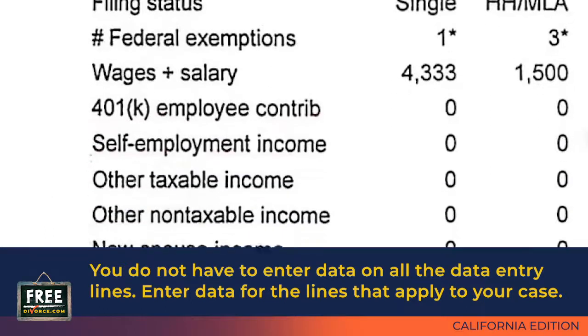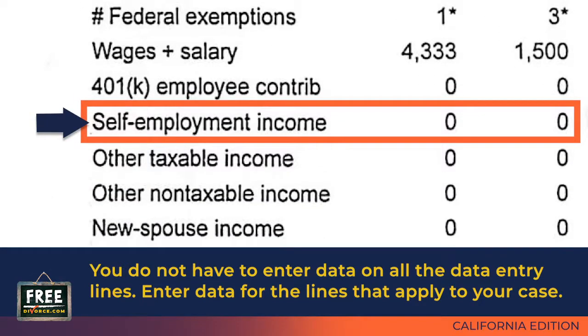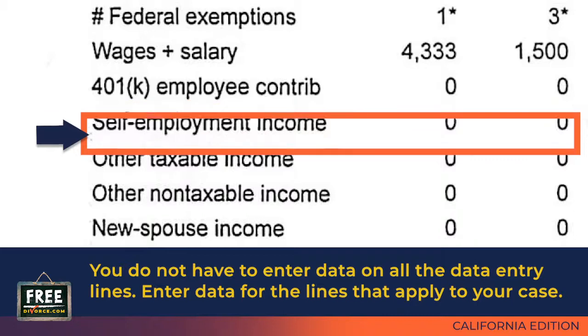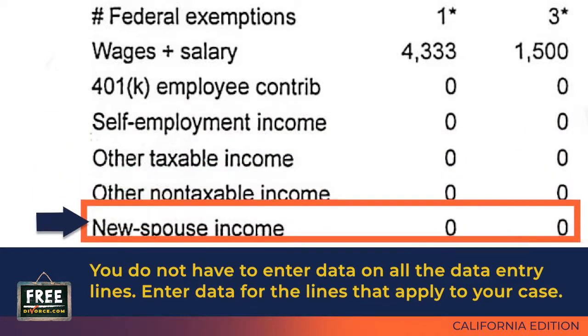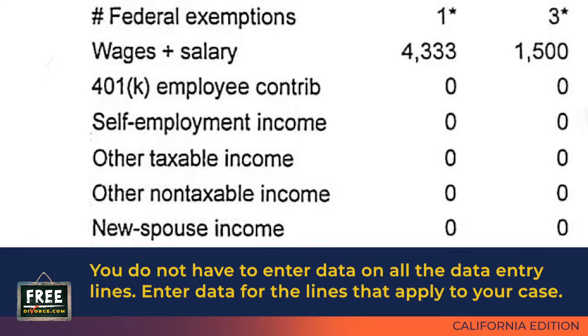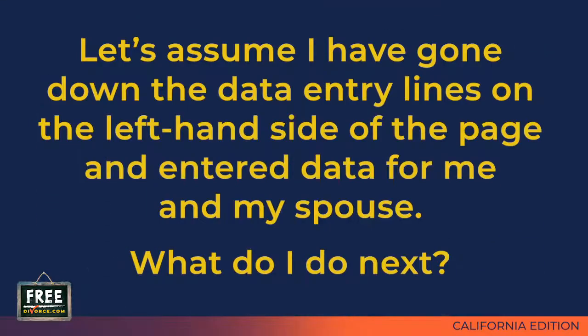If you don't have income from self-employment, leave that line blank. If you don't have non-taxable income, leave that line blank. If you don't have a new spouse, leave that line blank. So let's assume I have gone down the data entry lines on the left-hand side of the page and entered data for me and my spouse. What do I do next?